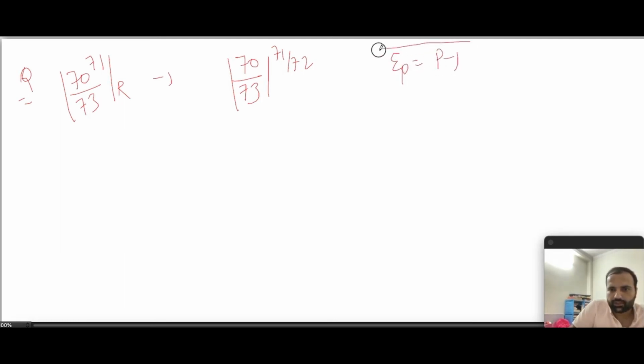For any Euler that is prime, it is p minus 1. But again we have a problem over here. The remainder is smaller than the divisor, so we cannot move from here, so we'll go in the reverse direction. So what we are going to do is look for a different number. 70, this is what we're going to look for now.